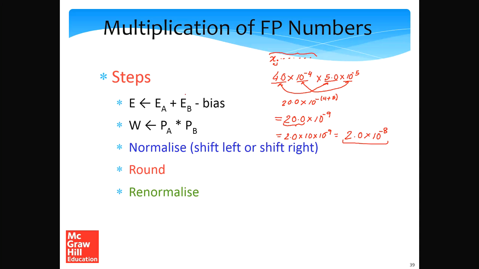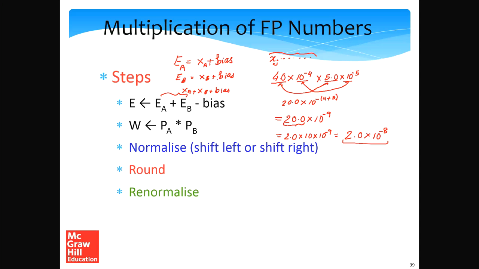We'll add the exponents, because there's a multiplication. Recall that the E field is actually the real exponent plus the bias. So if EA is XA plus bias, and similarly EB is a real exponent XB plus a bias, then if I add EA plus EB, the bias will get added twice, and that will definitely be wrong. The final result that we want is XA plus XB plus bias.